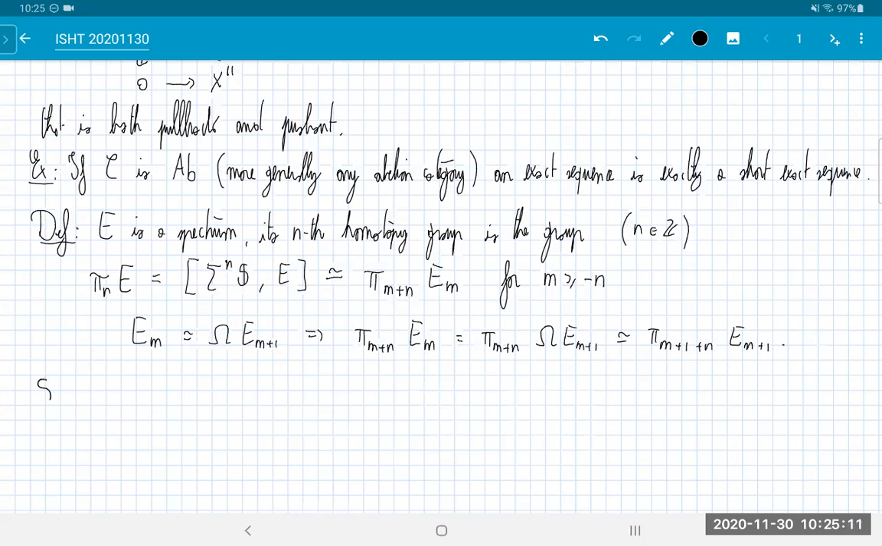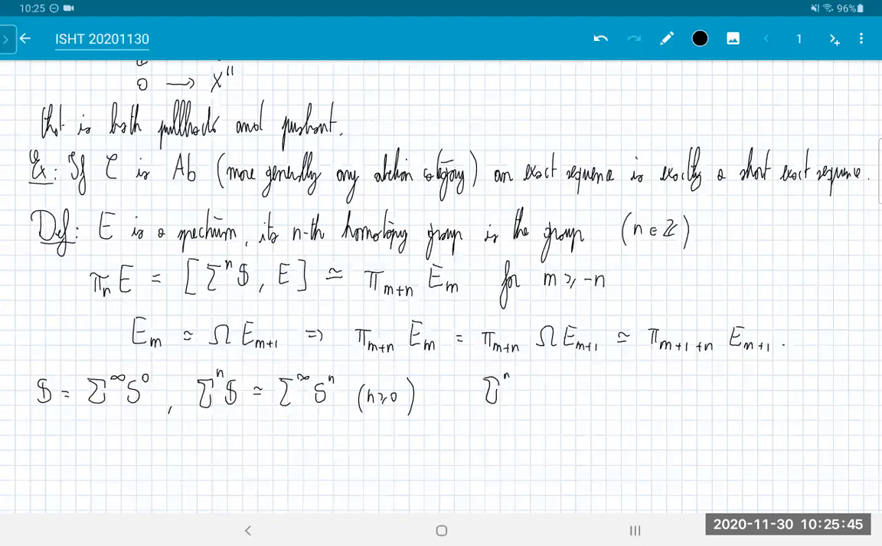And this sphere spectrum, I'm pretty sure I defined it already, but let me just put it here. It's just the suspension spectrum of S^0, and therefore its nth suspension is just the suspension spectrum of S^n. Well, that's for n greater or equal than zero. This definition actually makes sense also for n less than zero, because remember, we defined S^n as omega^{-n} for n negative. Sorry, sigma^n, sigma^n is omega^{-n} for n less than zero, because we saw that sigma and omega are inverses, so this definition makes sense.